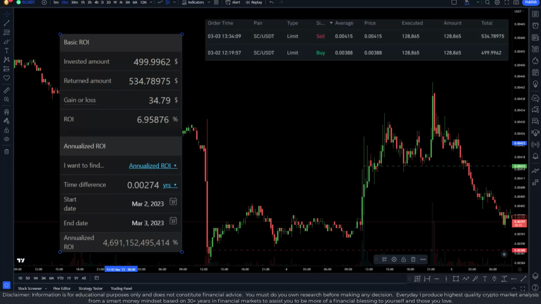I always provide my trade history. You can see exactly what happened. What was the invested amount? It was 499.9962. That's right here. What was the returned amount at 415? It was 534.7975, just here. That's a return of nearly 7%. Now that was done very quickly, in approximately 23 hours, so just a little under a day.